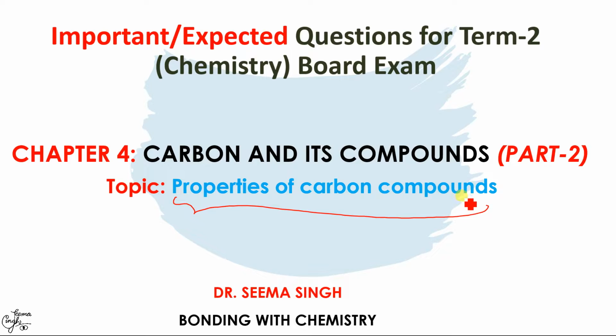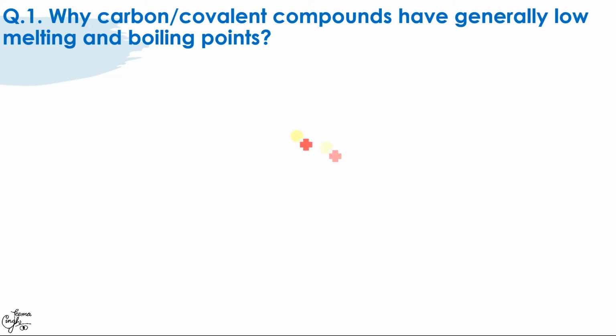Now overall this topic is not very important, so we're not going to spend a lot of time on it, and we'll quickly do two questions that might be asked in your board examination. So moving on to the first question. The question says, why do carbon or covalent compounds have generally low melting and boiling points?